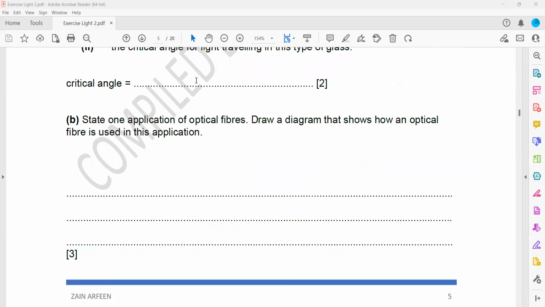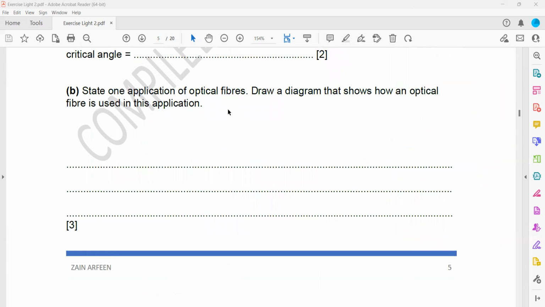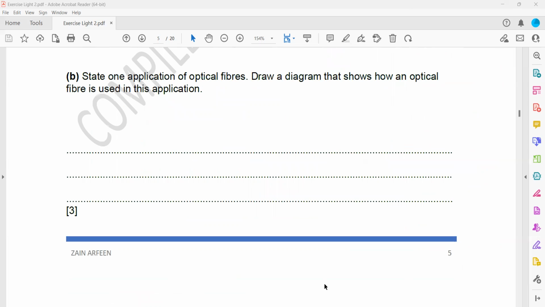State one application of optical fiber. Draw a diagram to show how optical fiber is used in this application. You can mention endoscopy. You can also mention communication, as you will find in the new syllabus. 38.68, so 38.7 will be there. So you can draw a diagram.